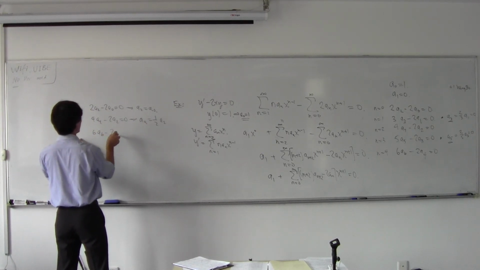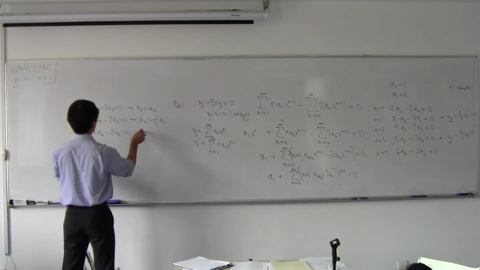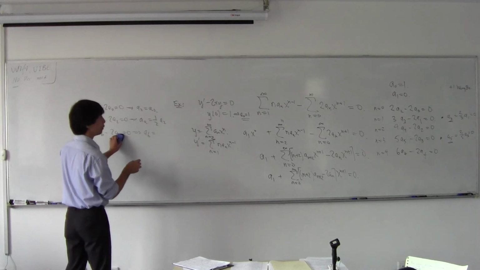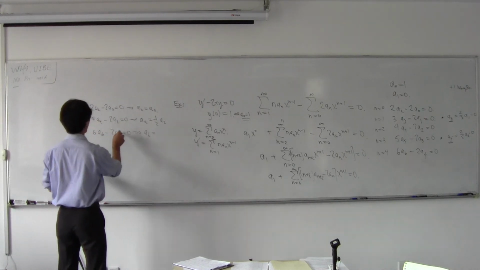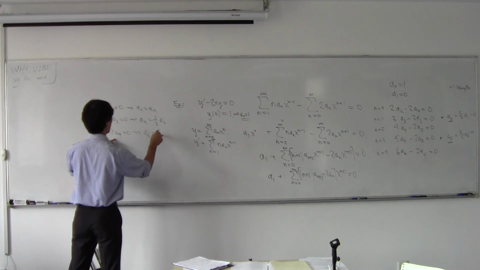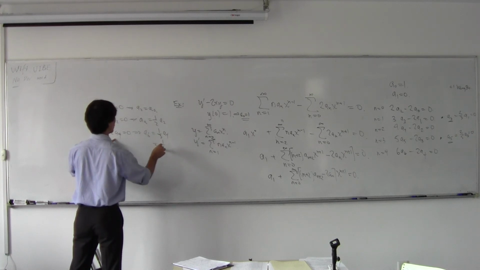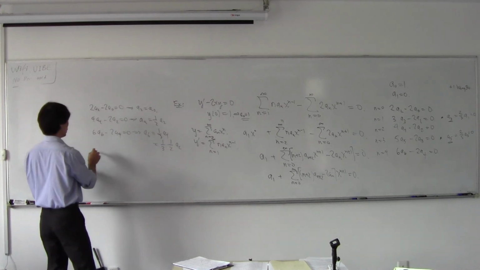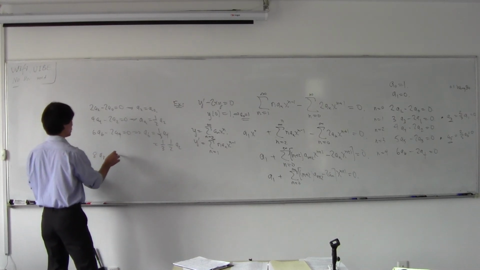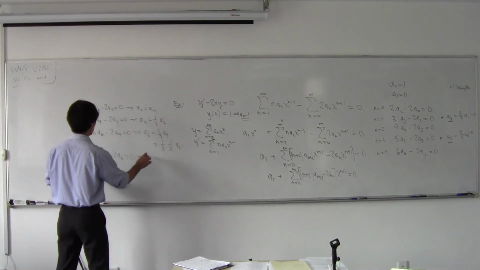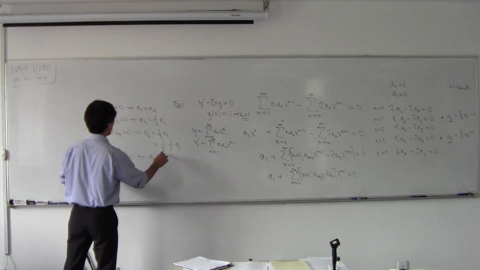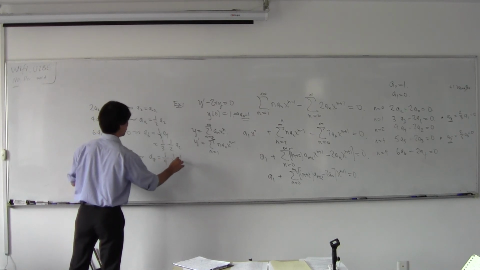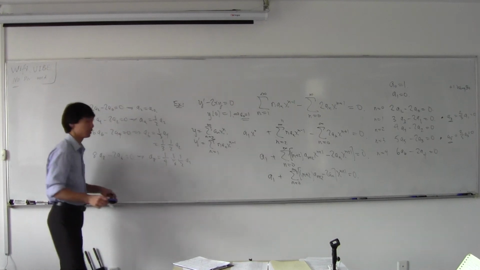6A6 minus 2A2 is 0. So A6 is going to be, whoops, what am I doing? Should be A4, right? A6 is 1/3 A4, which is 1/3 times 1/2 A2. A8 minus 2A6 equals 0, so that tells me that A8 is 1/4 times 1/3 times 1/2 A2. Et cetera, et cetera.